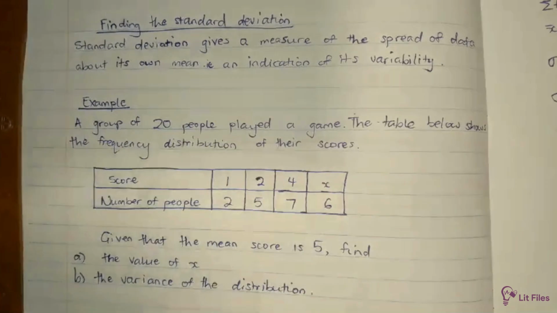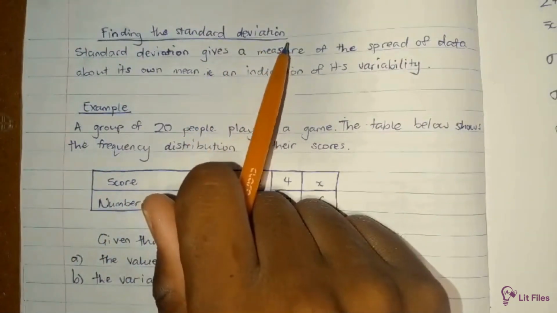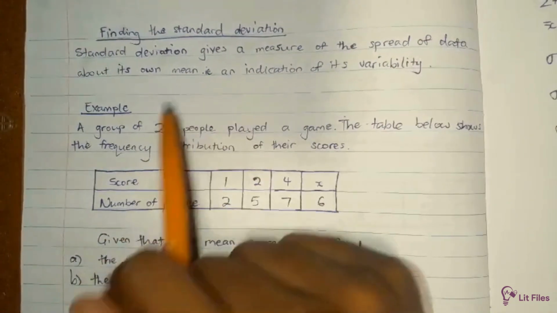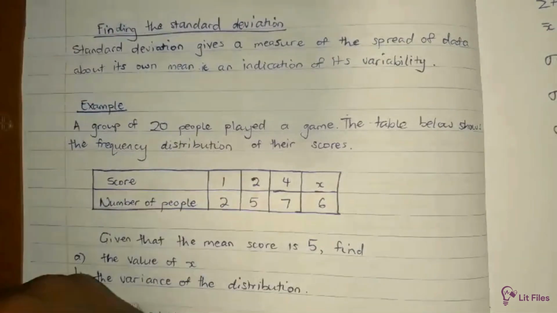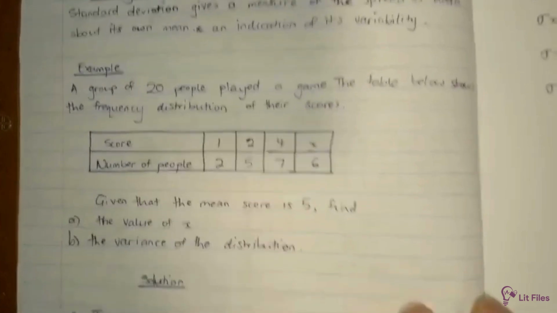In this part of the course, we are going to talk about how to find the standard deviation. Standard deviation gives a measure of the spread of data about its own mean. That's an indication of how wildly or how closely it varies from its own mean. We'll do this with the aid of an example.